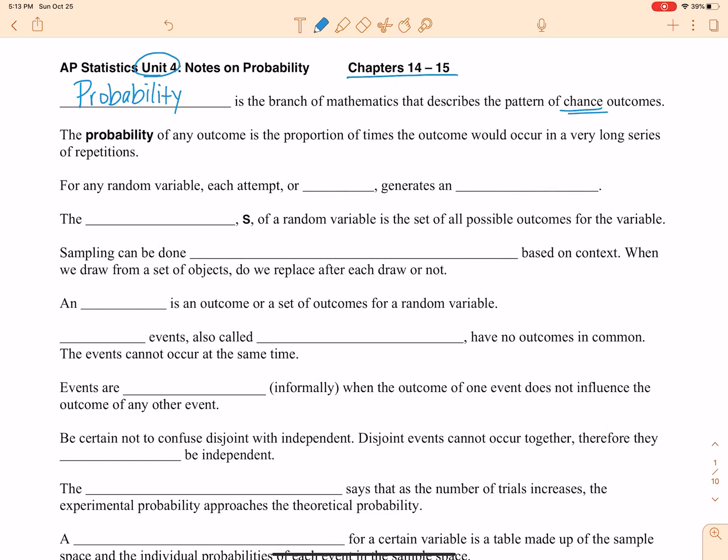So when you hear people say, what's the probability of that? What's the chance of that happening? What are the odds of this? That's what we're talking about. We are talking about a whole branch of mathematics known as probability.